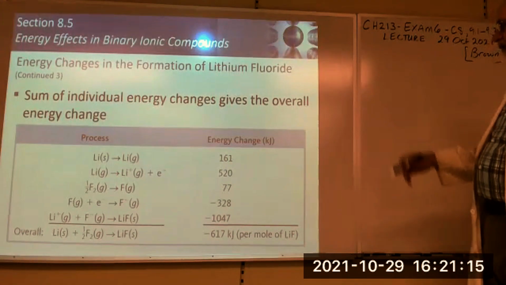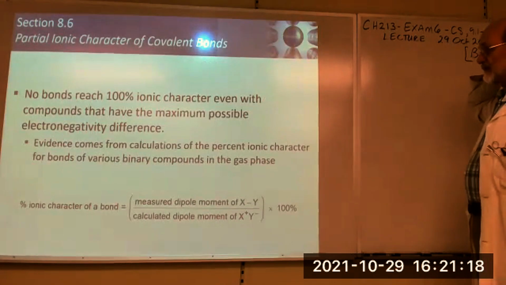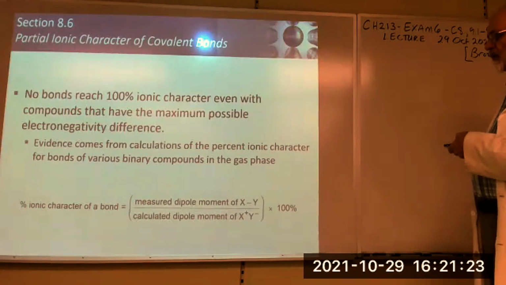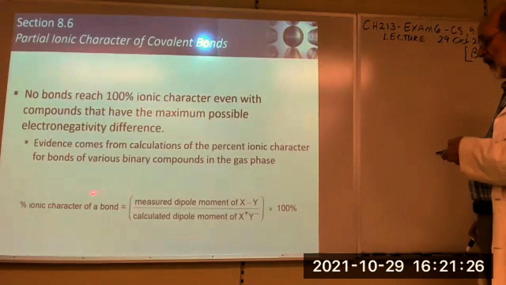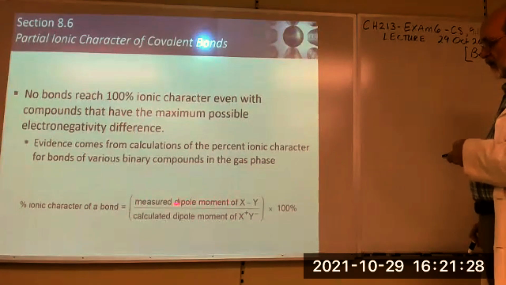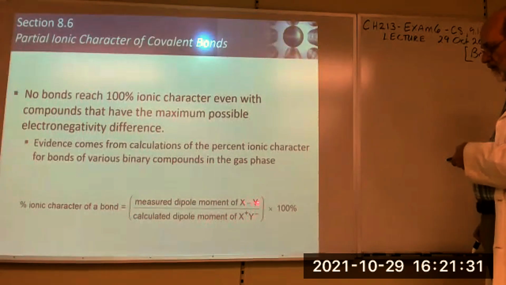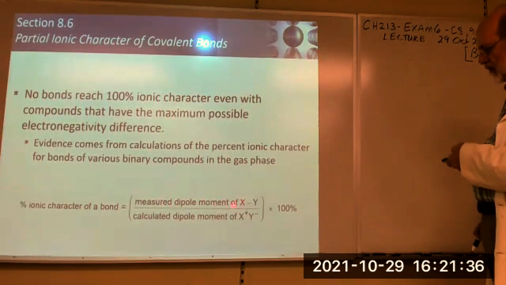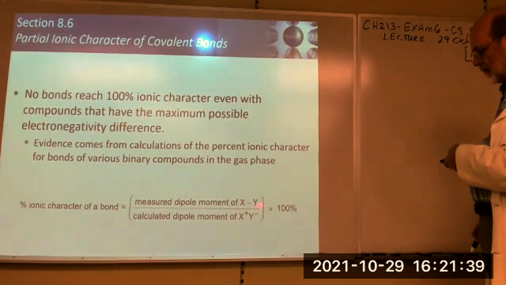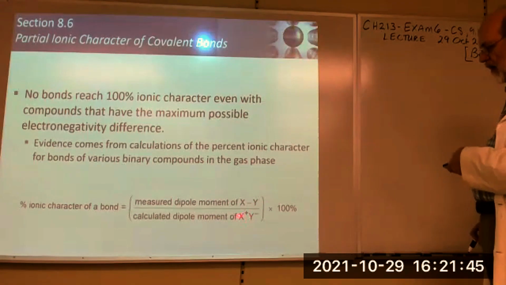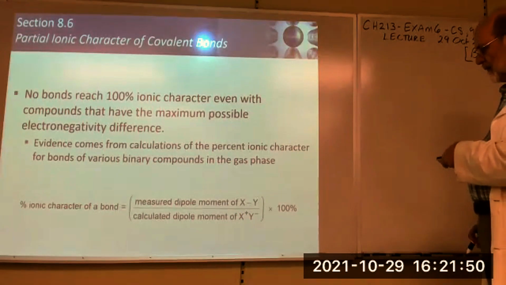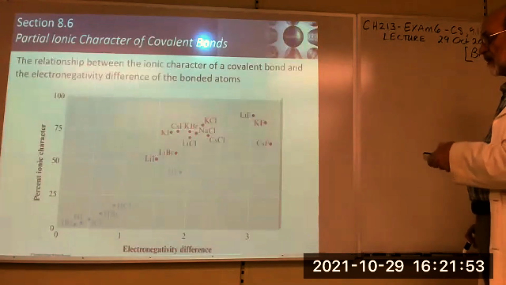Okay, well, there it is in table form anyway. Partial ionic character. In order to determine the percent ionic character of a bond, we measure the dipole moment of the covalent bond. Then we compare it with the calculated dipole of the ionic bond. And that's probably, they use that equation we just saw a minute ago, and just ratio them, and that tells you the percent ionic character.